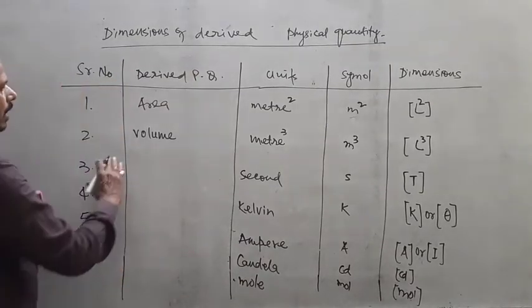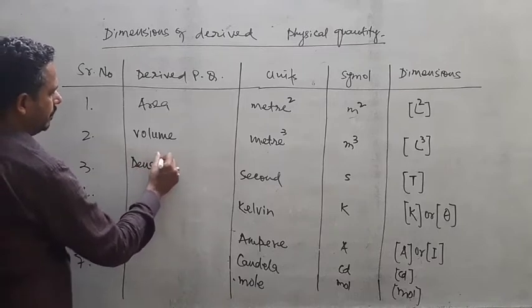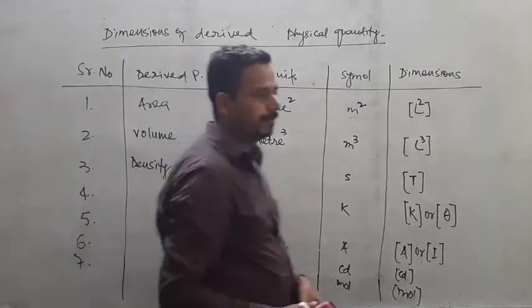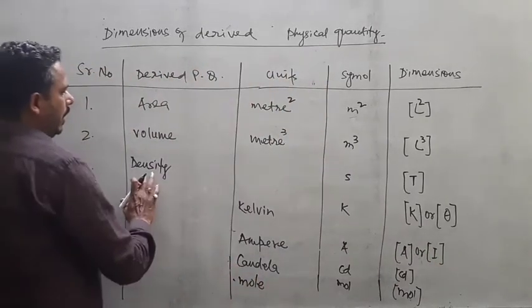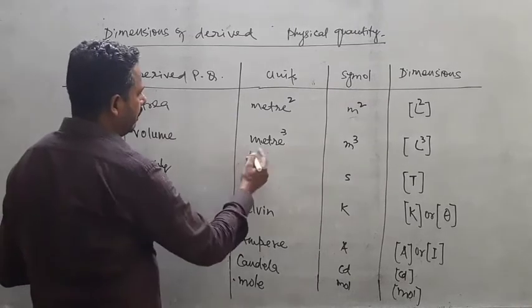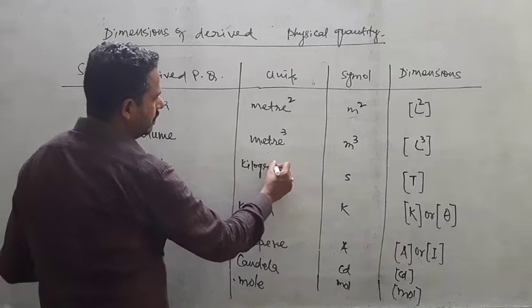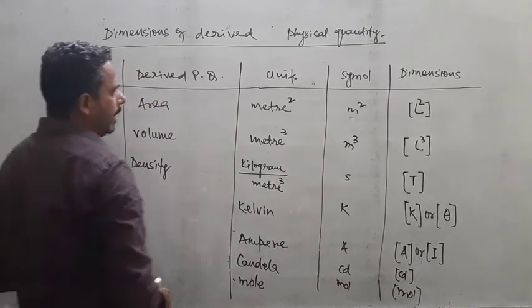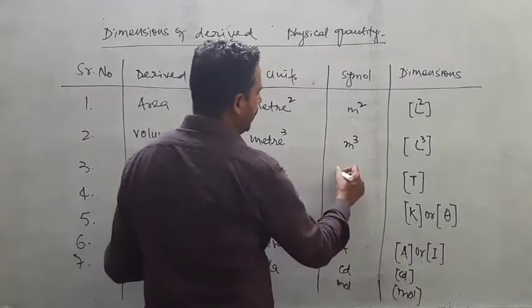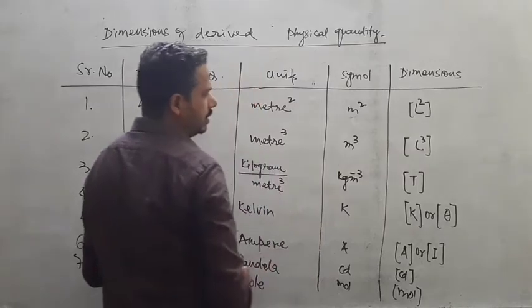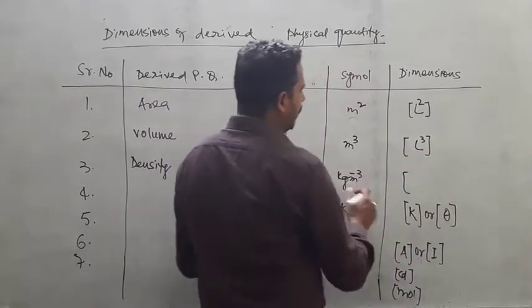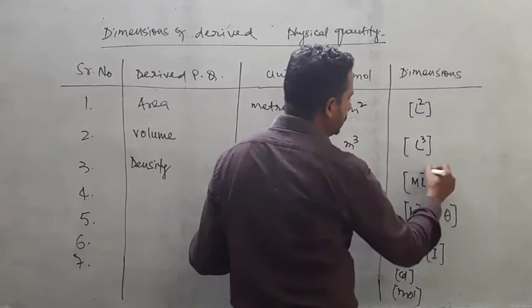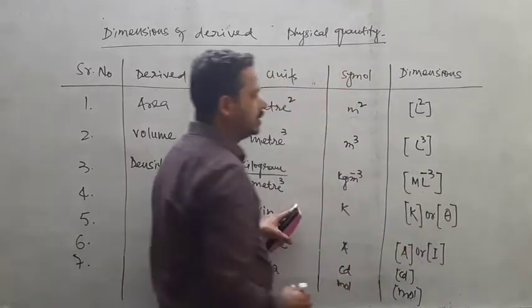Accordingly, suppose you have density. You know density is mass by volume, and we have studied its unit in the previous class. Its unit is kilogram divided by meter to the power 3, and its symbol is kg per cubic meter. Its dimension is M for kg, and L for meter with power -3. So ML^-3 is the dimension of density.